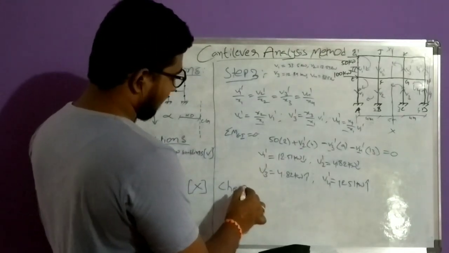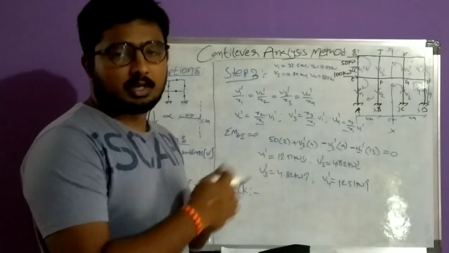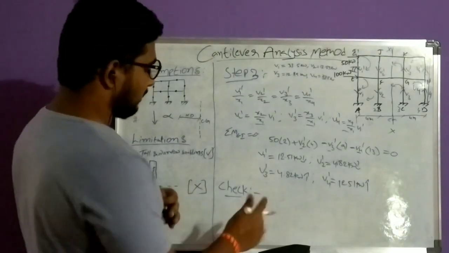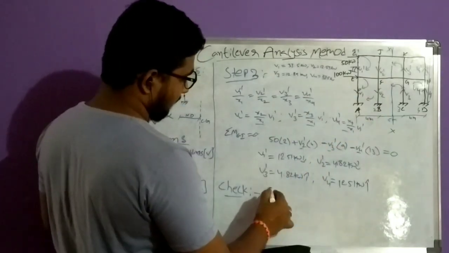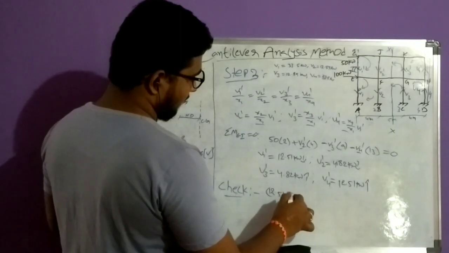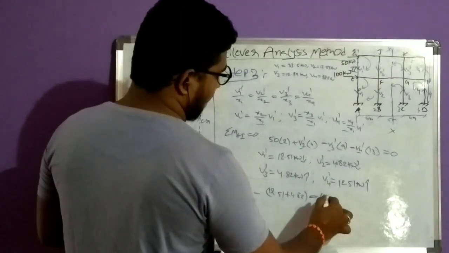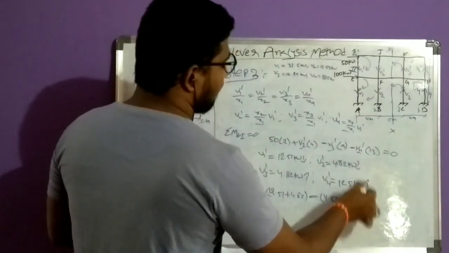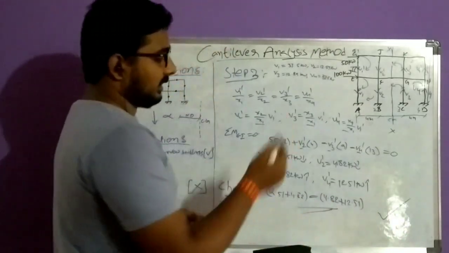In step 2 and step 3, we have to check one thing: whether our calculation is correct or not. You have to check in this way: the sum of the upward forces is equal to the sum of the downward forces. We know that V1 dash, V2 dash are the downward forces. So 12.51 plus 4.82 is equal to 4.82 plus 12.51, which are the upward forces. These are obviously equal, so our check is correct and our calculation is correct.